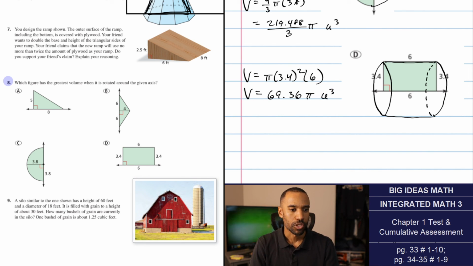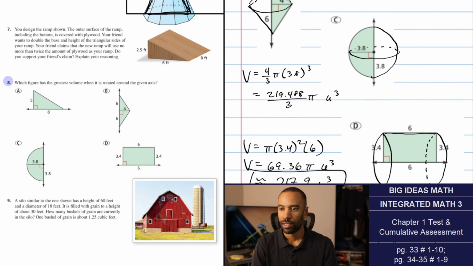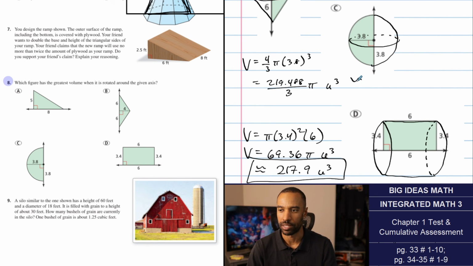Okay, I think I officially now have to compare these, multiplying by pi. So 69.36 times pi is 217.9 about. So 217.9, I believe this gets second place. So 217.9 is D. This one, 219, and this was an exact number, 219.488 over 3 and times pi. That one is 229.847. So this one I think wins. 229.85.